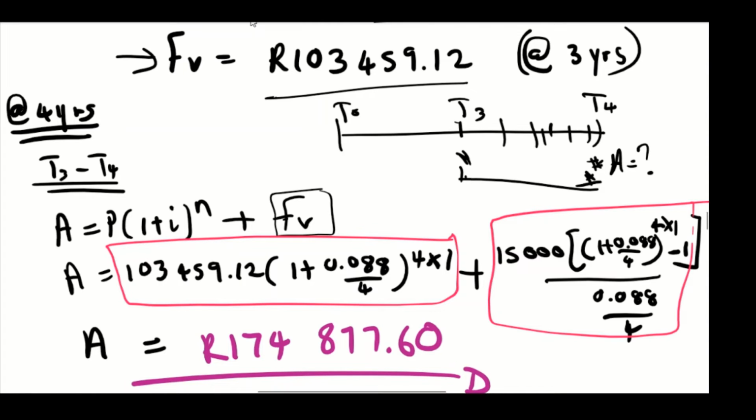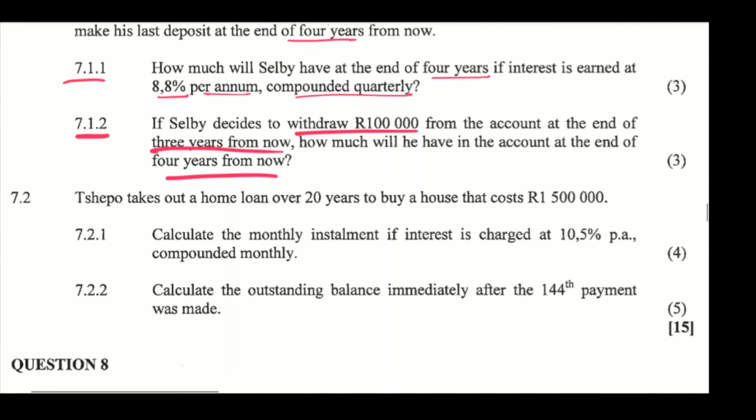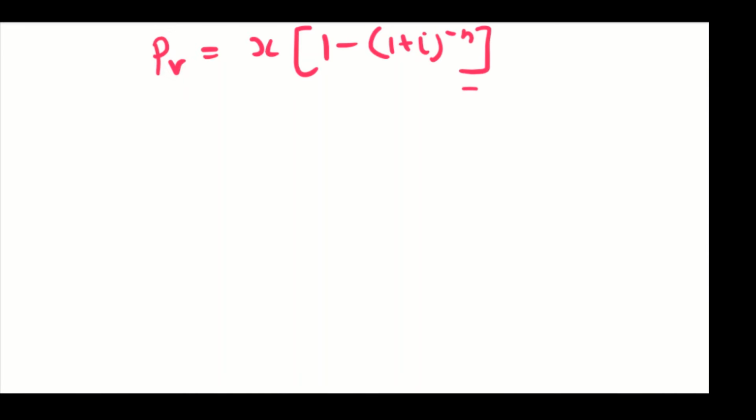Now let's just do another question. 7.2. Tsepo takes out a home loan over 20 years to buy a house that cost 1,500,000, right? 7.2.1, calculate the monthly installments if the interest is charged at 10.5% compounded monthly. So let's calculate. We're talking of a loan here, so definitely going to use PV is equal to x into 1 minus 1 plus i to the power of minus n, divided by i.